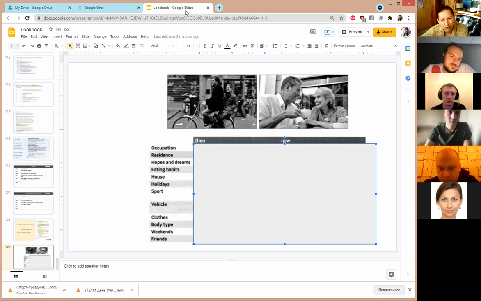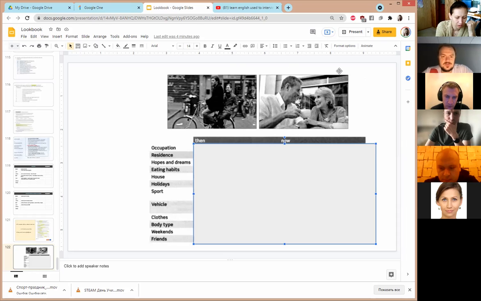Vehicle. It's called vehicle. So once again, occupation is about job, anything you do for money. Then residence is about where you live. Hopes and dreams, easy. Eating habits, understandable. House is like what kind of house you had or didn't have. Holidays, easy. Sport, vehicle.